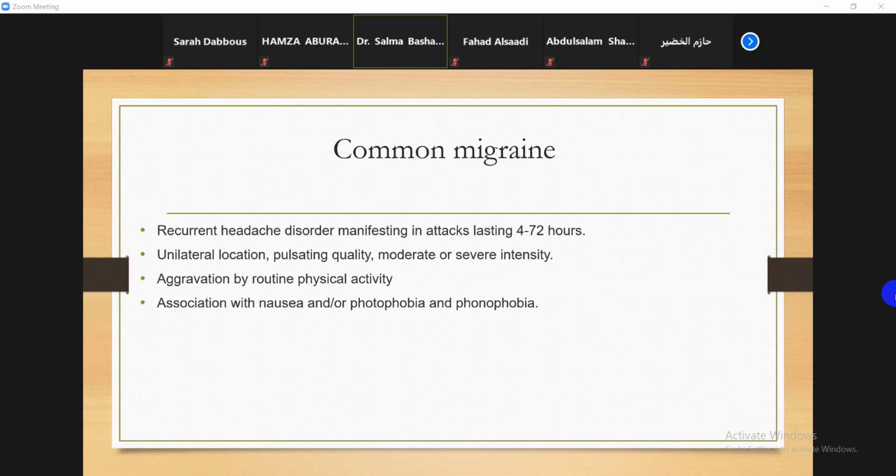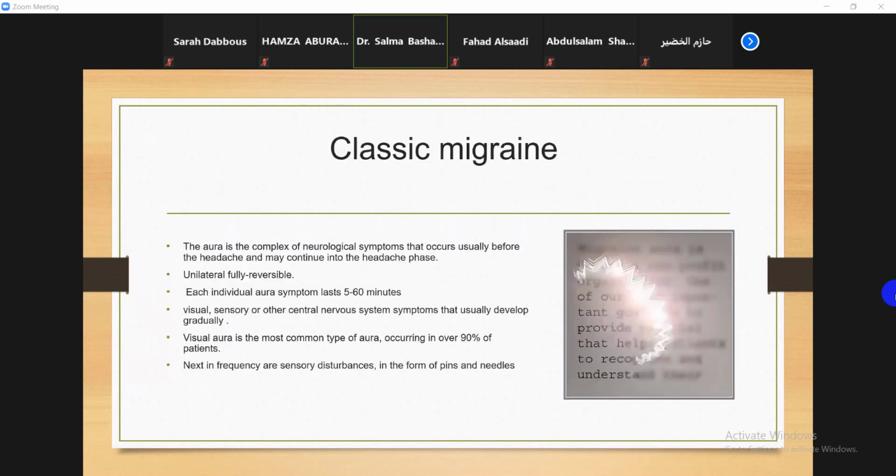It's pulsatile in nature or throbbing in nature. It's moderate or severe in intensity. So migraine pain is not mild. Usually aggravated by routine physical activity and associated with nausea, vomiting, phono, or photophobia. So the loud noise or the lights can make it worse. The classic migraine, it's a migraine pain, but preceded by symptoms. It's called auras. So aura is defined as complex of neurological symptoms that occurs usually before the headache, but it may continue into the headache phase.